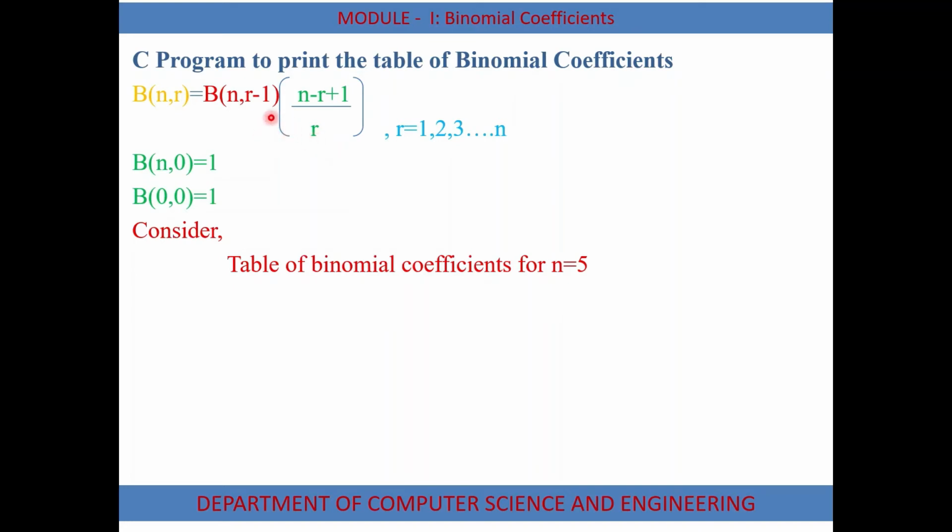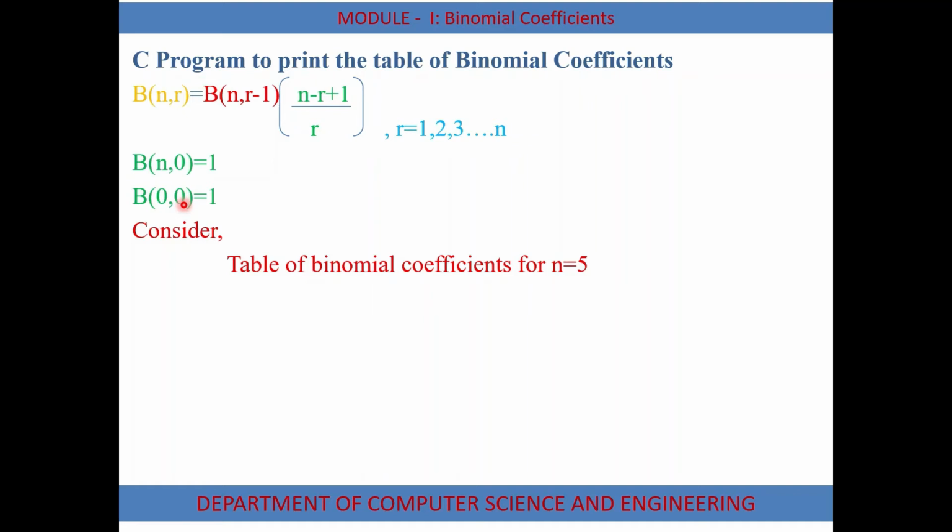That can also be represented in this form where r is equal to 1, 2, 3 up to n. So the value of r should be 1 to n. So binomial of n comma 0: if r is 0, then its resultant is 1. In this, if both n and r are 0, then the resultant is 1.